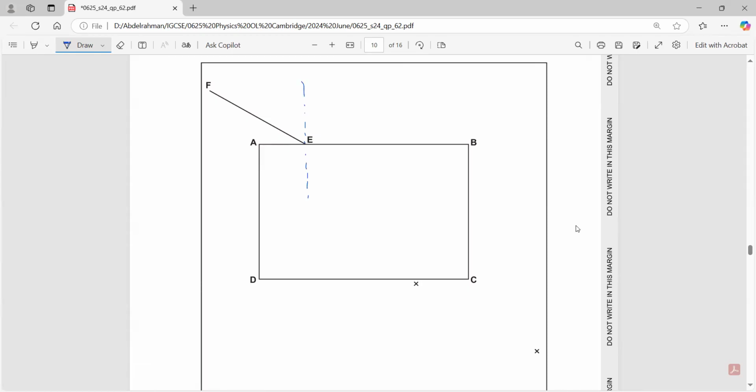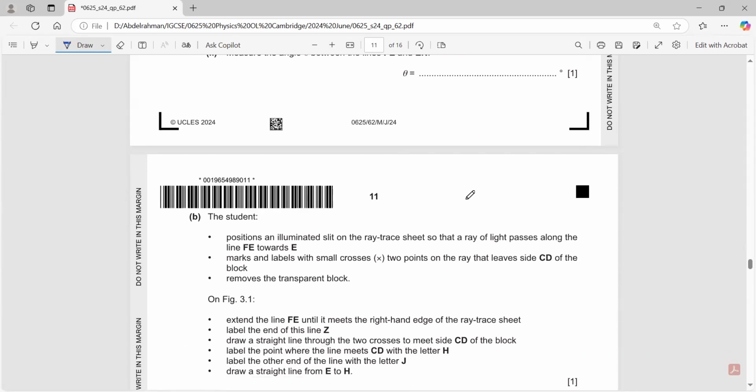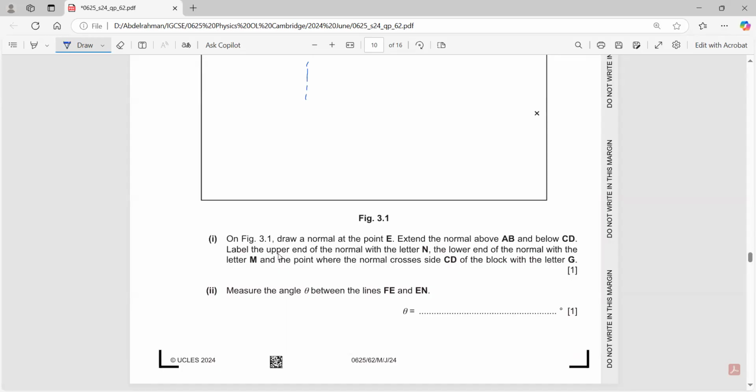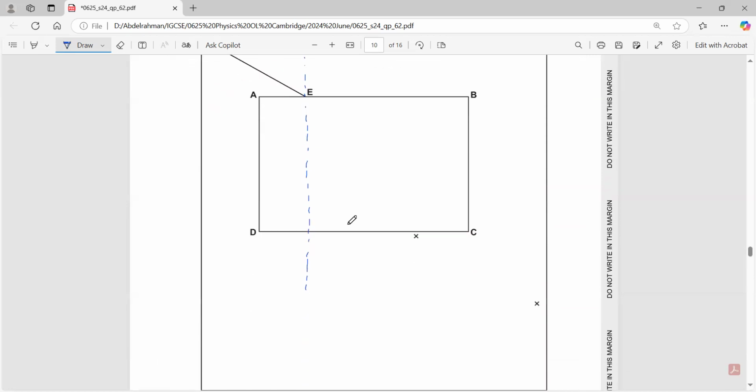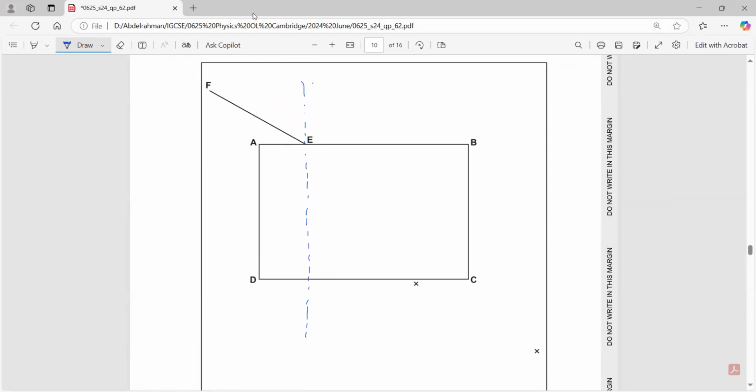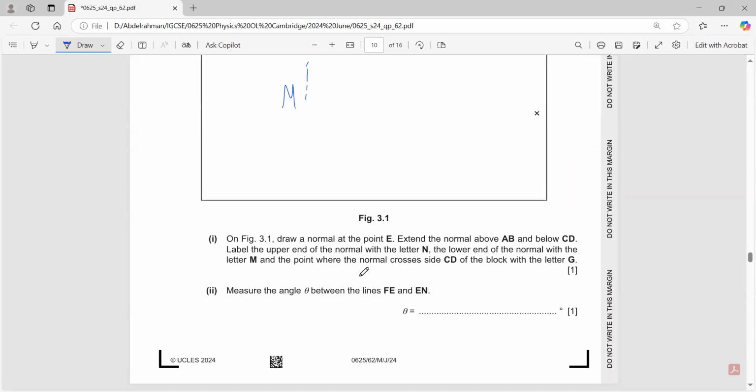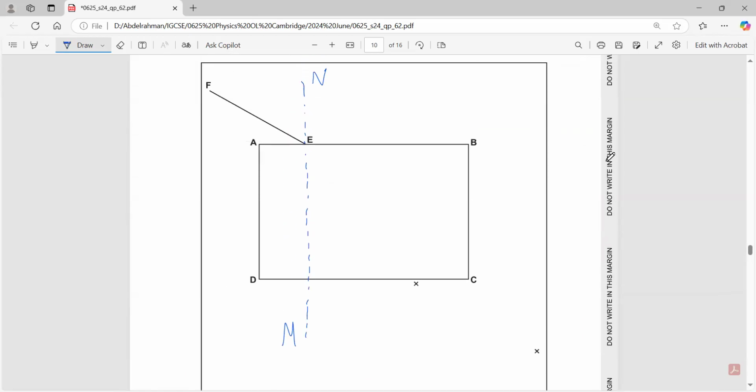Okay, above AB and below CD. Name the normal. Label the upper point N and the lower point M. It's usually NL, normal line, but this time he wants NM. Fine with me. It's NM. And the point where it crosses CD, this point would be G.